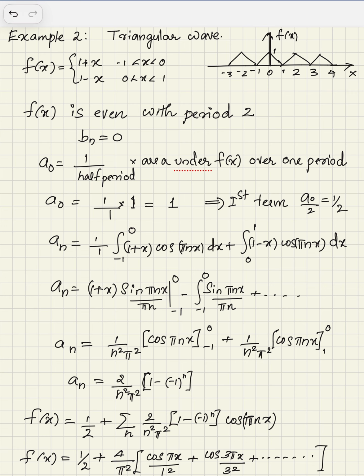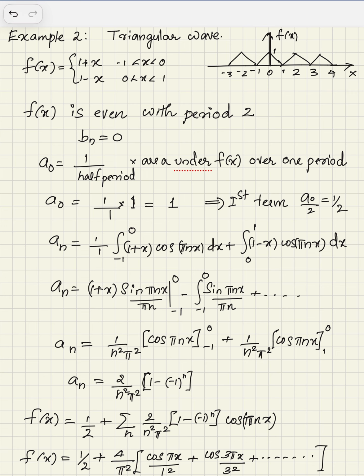When you are calculating a0, you know the definition, 2 by T. 2 by T you can write as 1 by T by 2. So it is 1 by half period, interval 0 to T by 2, f of x dx, which is the area under f of x over half a period. You can calculate the area very simply because it is two triangles. Half bh will give you half plus half, 1. Area of this function over 1 period is 1. a0 is 1. So the first term in the Fourier series is a0 by 2. It is half.